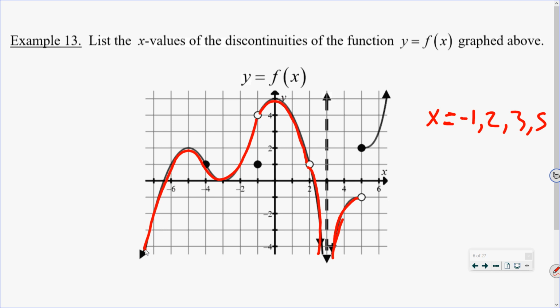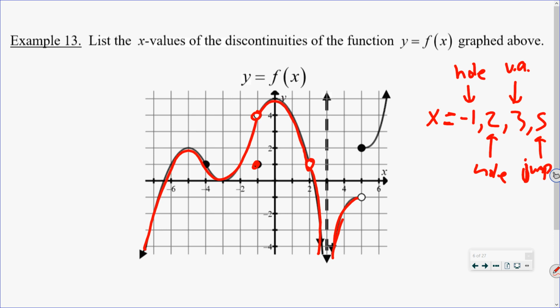Right, this one at -1, right here, there's a hole in the graph. At 2, there's a hole in the graph. I want to point out too, even if there's a point down here, we still consider that to be a hole in the graph. Or if it doesn't have a point, we still consider it to be a hole in the graph. At 3, we've got a vertical asymptote. And at 5, we call that a jump.